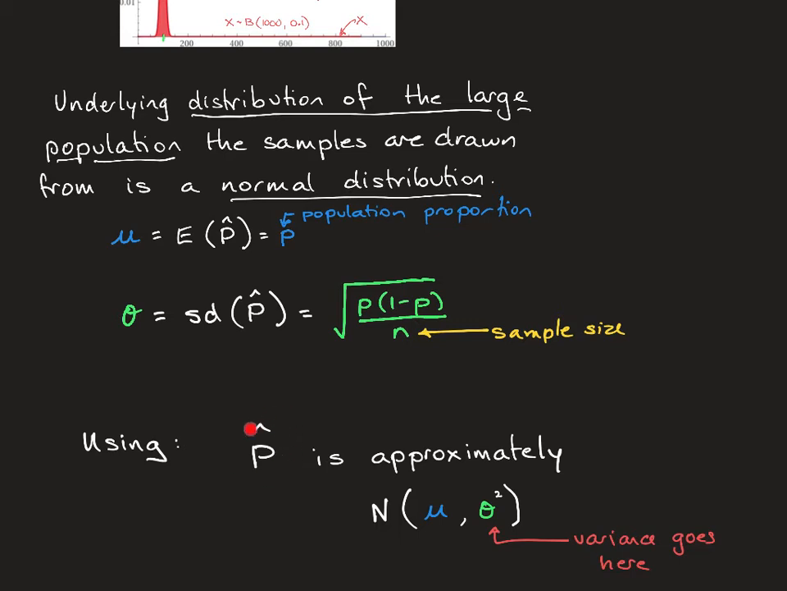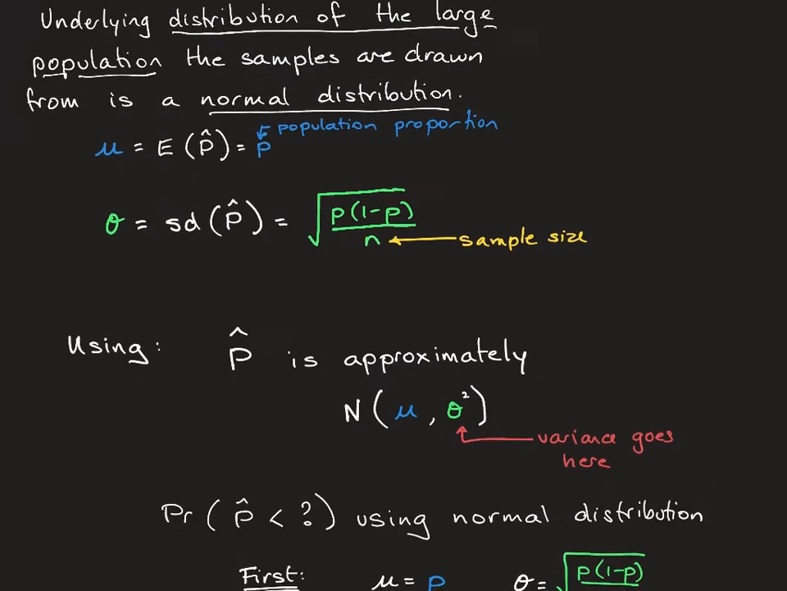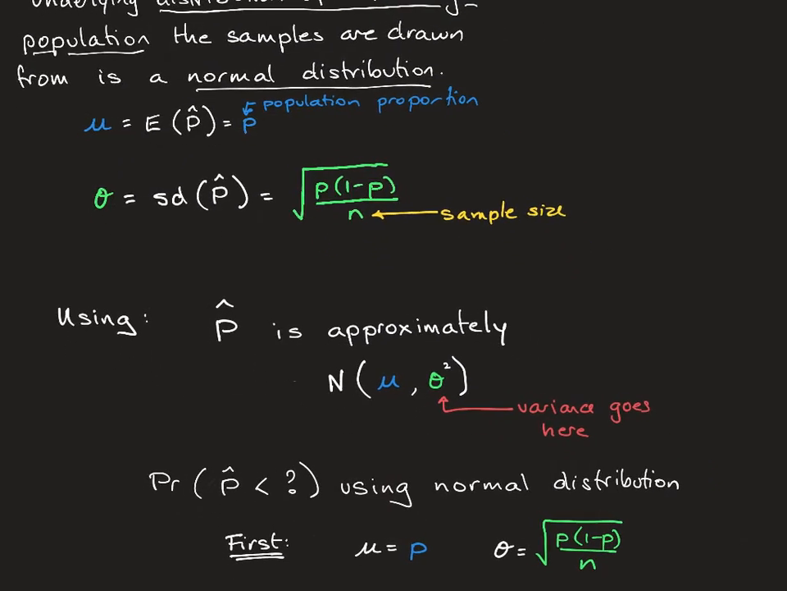So we can say that p hat is approximately normally distributed, and our normal distribution has a mean and a standard deviation. Our mean that's going to go here is our population proportion. And our standard deviation that's going to sit in here is this formula here. And remember, if you're using this notation, that's actually the variance. So what this allows us to then do is to use the normal distribution to calculate probabilities for p hat.